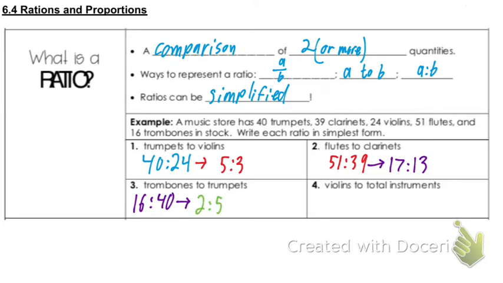Can you go 1 to 1.5? Nope, if anything, it'll be 1 to 2.5. We want to keep whole integers there, okay? So it becomes 2 to 5.